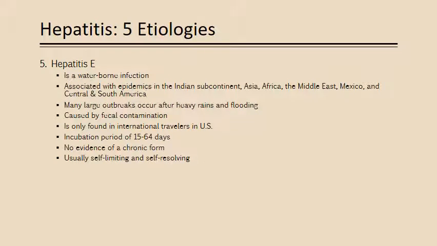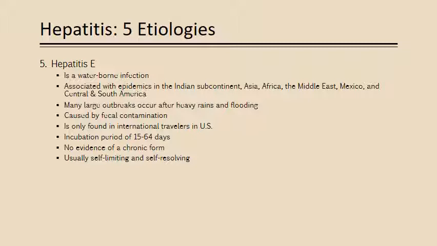The final hepatitis we're going to talk about is hepatitis E. It is a waterborne infection. These are associated with epidemics in the Indian subcontinent, Asia, Africa, the Middle East, Mexico, and Central and South America. Many large outbreaks occur after heavy rains and flooding. So when you hear of the tsunamis out in the Asian area, you know that you're going to maybe also start hearing about some hepatitis E type infections going on.